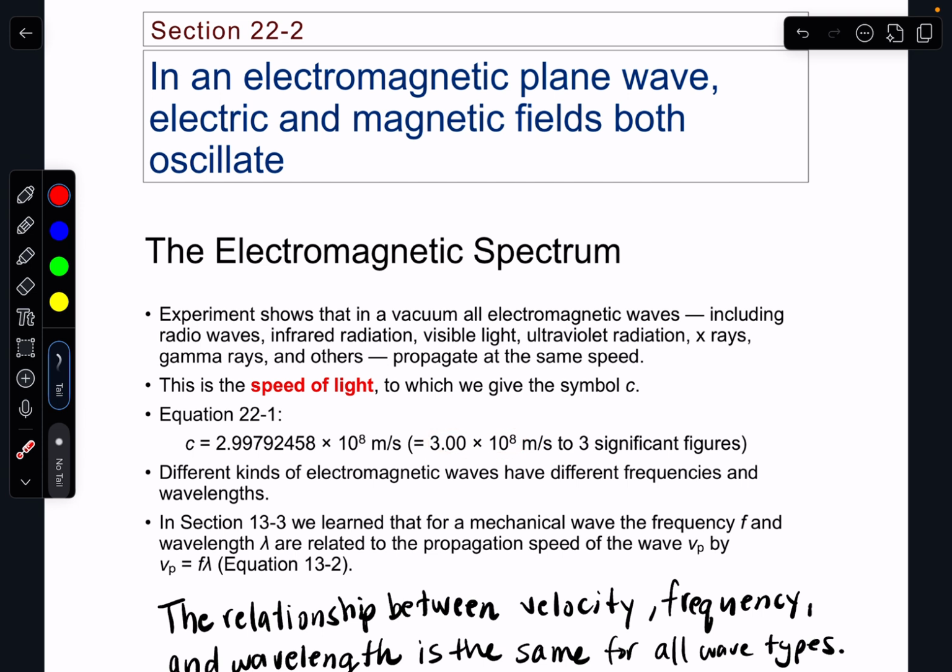So while they do travel at the same speed, they will have different frequencies and wavelengths, and we will talk about that. You may remember the relationship between speed, frequency, and wavelength when we learned about mechanical waves in Physics 1, and that is the velocity of the wave equals the frequency times the wavelength.